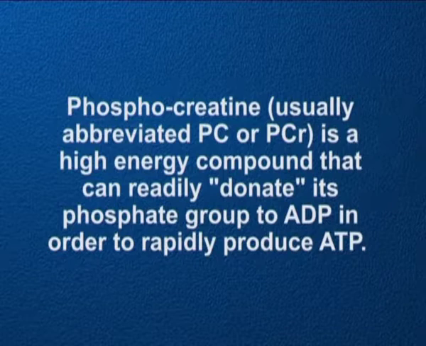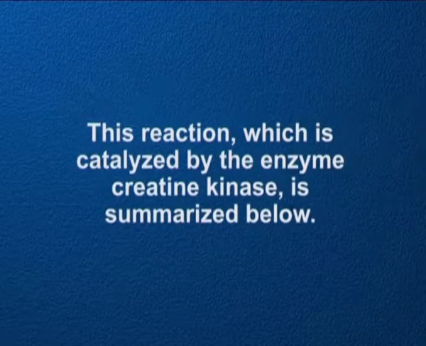Phosphocreatine, usually abbreviated as PC or PCr, is a high energy compound that can readily donate its phosphate group to ADP in order to rapidly produce ATP. This reaction, which is catalyzed by the enzyme creatine kinase, is summarized below.